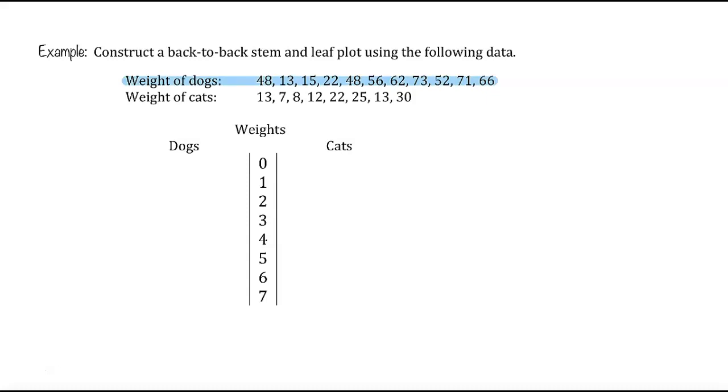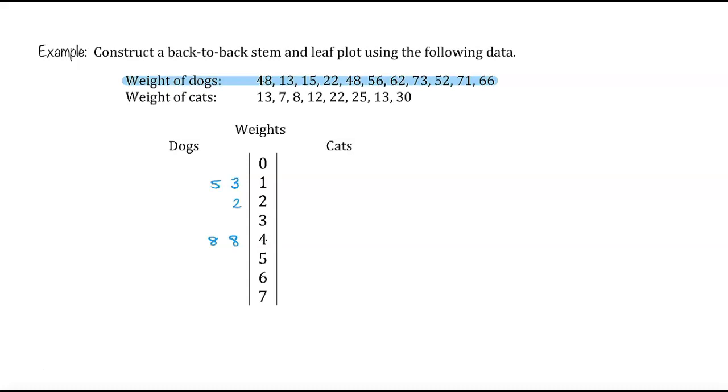The first data value in this row is 48. So in the row corresponding to a stem 4, or tens place 4, I will list an 8. Next, we have a 13. So I'll put a 3 in the row corresponding to the stem 1. Next, we have a 15. So I'll put a 5 in that same row. The tens place is 1, the ones place is 5. For the 22, I'll go to the row that corresponds to a tens place of 2 and list a 2 for the ones place. We have another 48, so I need another 8 in the row corresponding to the 4.